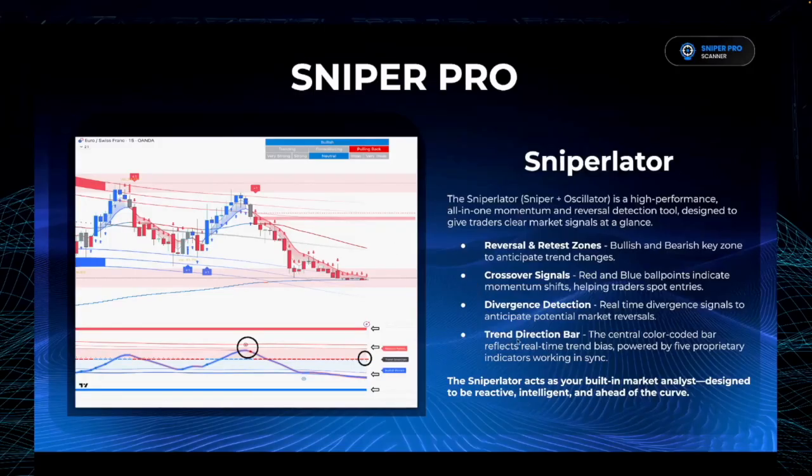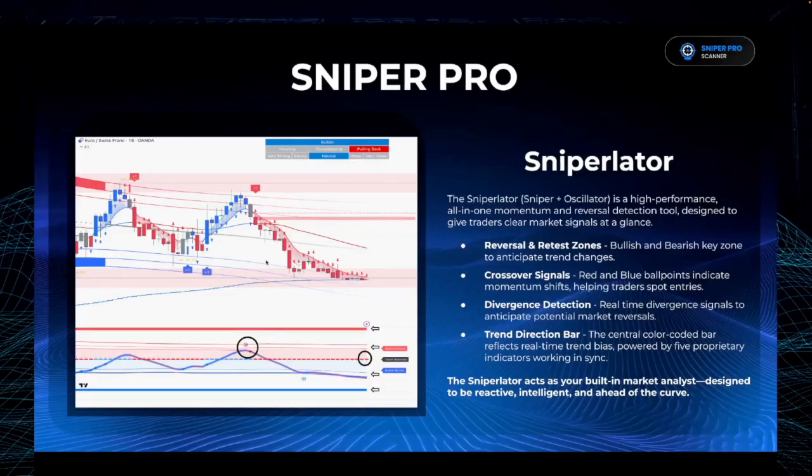And last but not least, we also have our trend direction bar, which is this center bar in the middle of the sniper later, which will show you blue bars and red bars. This is a composite of 5 different indicators with 5 different settings. So the trend direction is not as responsive. It's a little bit slower. It's like a 1 to 2 bar delay because it's designed to be a stronger signal.